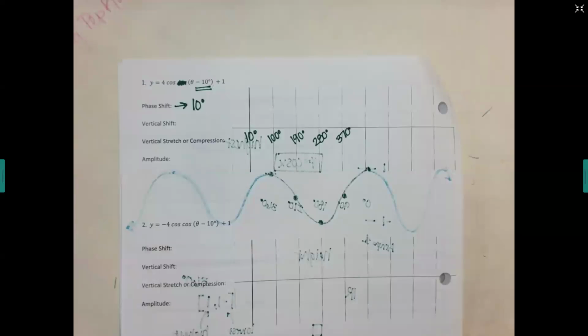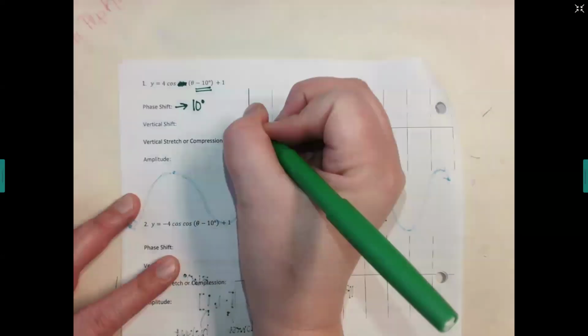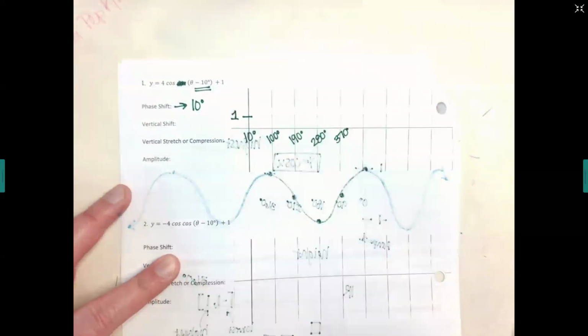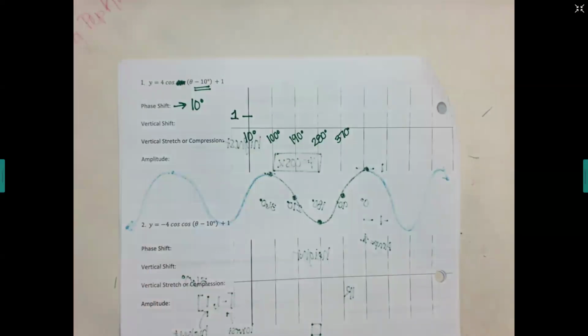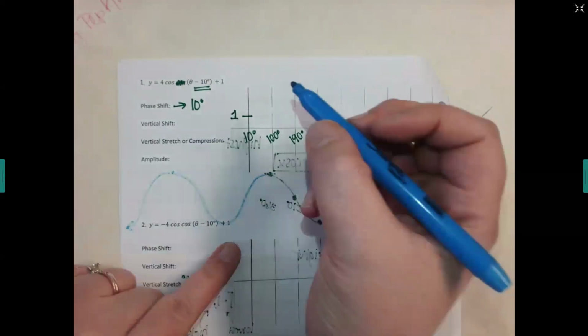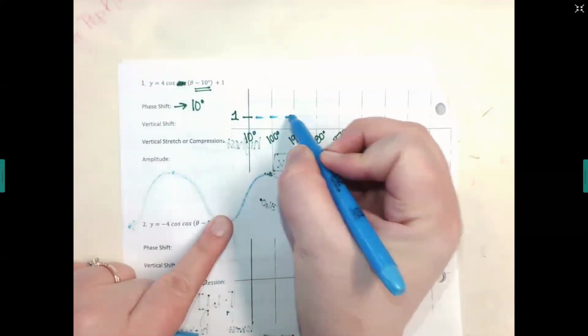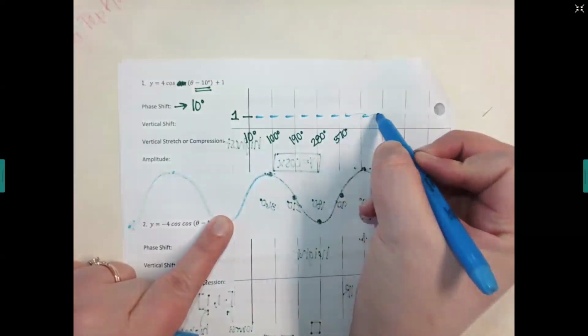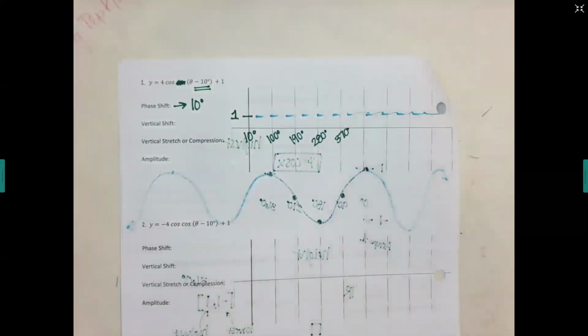Then from there, we need to look for our vertical shift. That's this number at the back. So you have a plus 1. So you're going to go up 1. And then I want you to draw in a dotted line. This is now going to be the middle of your wave. Like that.